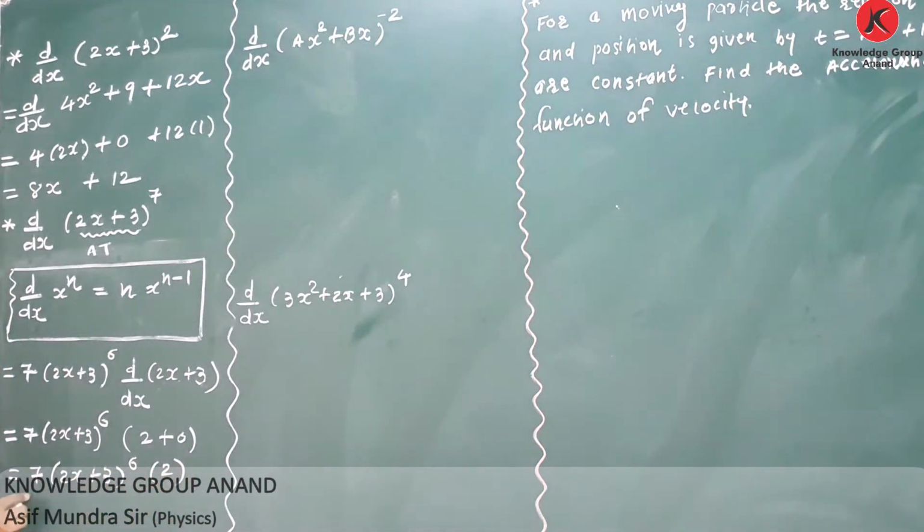You can multiply this 2 here. So it is 14(2x + 3)^6. Clear about this? Okay, now we will see one more example.